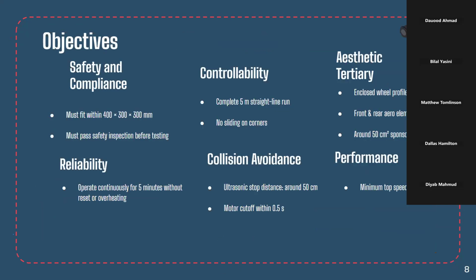Next is objectives. So for objectives, we have our requirements here. These are things like safety and compliance, which is restrictions of our size and the safety aspect of it. Reliability, so it should operate for a certain amount of time without resetting. Controllability, so it should be able to drive for 5 minutes without any interruptions and no sliding on corners when turning. Collision avoidance, which uses the ultrasonic sensor to stop before 50 centimeters of a wall, and the cutoff will be half a second before that.